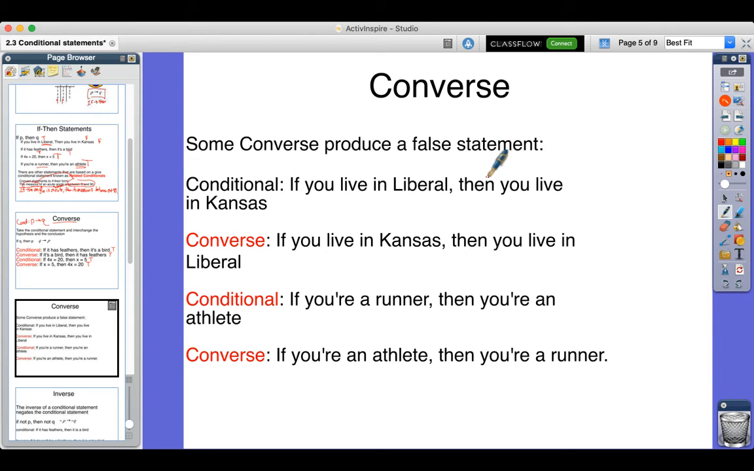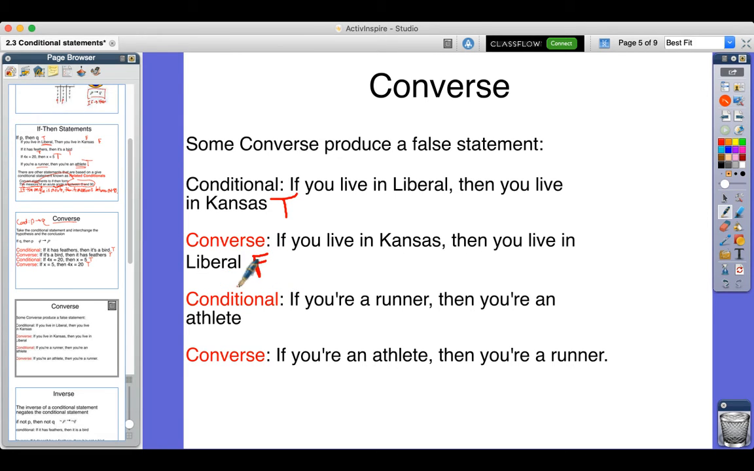Let's say we're specifically talking about this town right here, Liberal. If you live in Liberal, then you live in Kansas. True. But let's switch it around: if you live in Kansas, then you live in Liberal. That's not necessarily true. You can live in Holcomb. You can live in Garden. So this is a false statement.